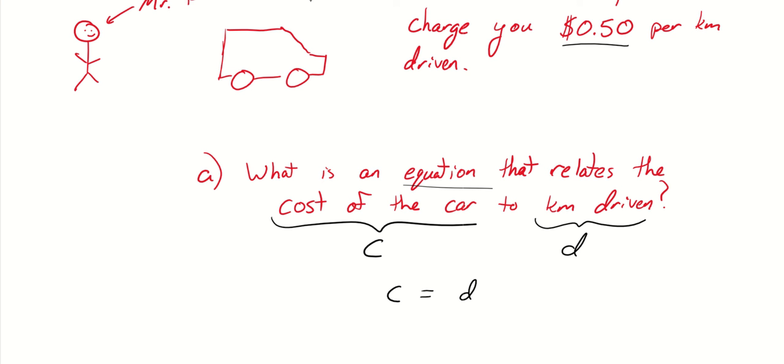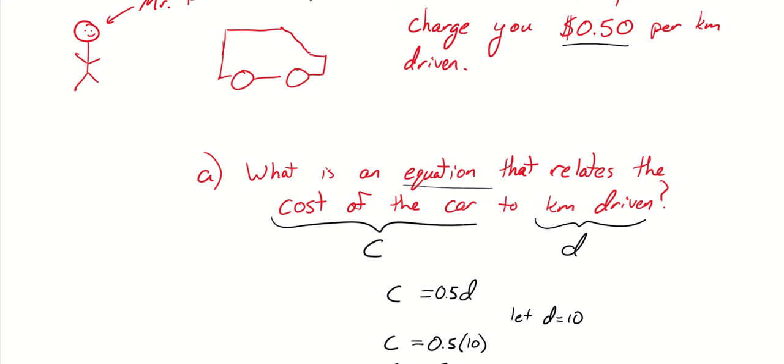So I'll give you a hint here. We're going to have to add a multiplier to how much we've driven. What will the multiplier be? Well, we know that it will be half of a dollar, or 50 cents per kilometer driven. So if we want the right amount of cost, let's say D equals 10, right? Let's say we've driven 10 kilometers, then we're going to have the cost equal to 0.5, which is our multiplier, times 10 kilometers.